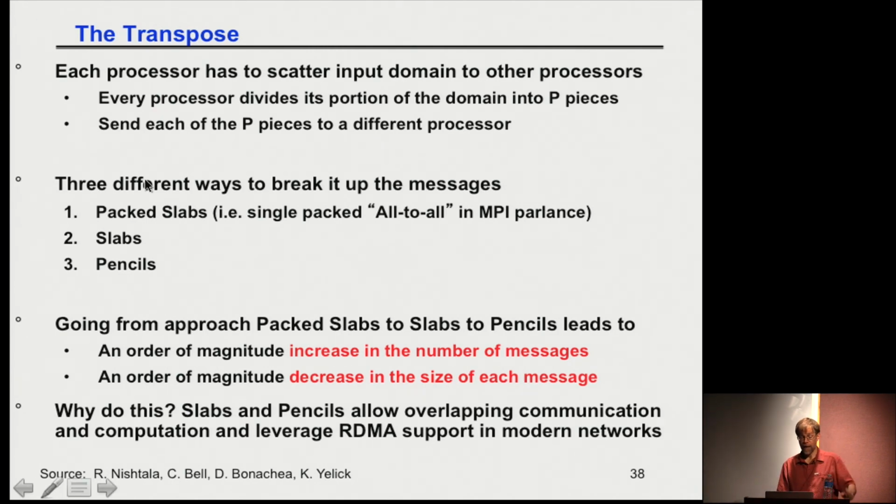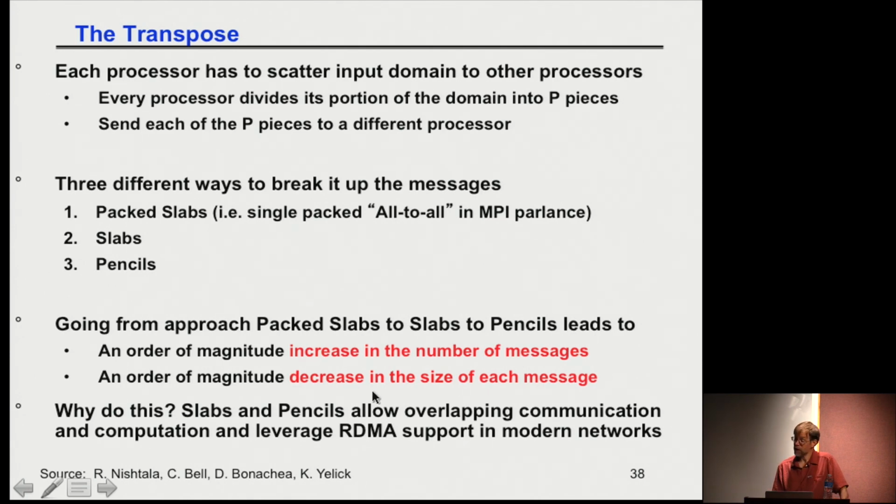I can imagine doing FFTs on an entire packed slab before I start transposing it. Or I can do it on one slab, start transposing that, and work to the next slab. So what's the difference in communication cost as I explore this design space? As I go from there to there, I'm going to have an enormous number more messages, because I'm going to break up that packed slab into many, many tiny pencils.